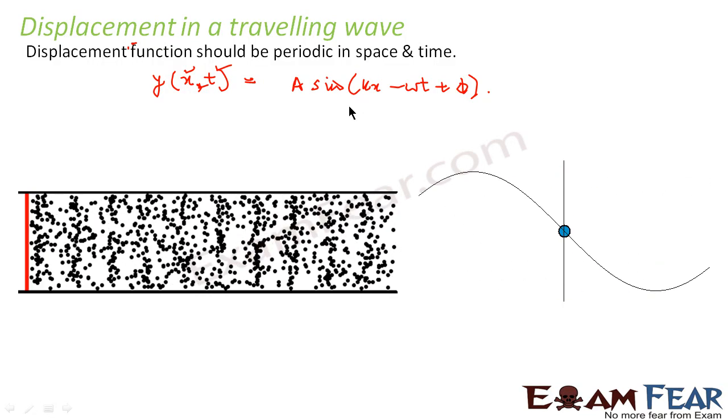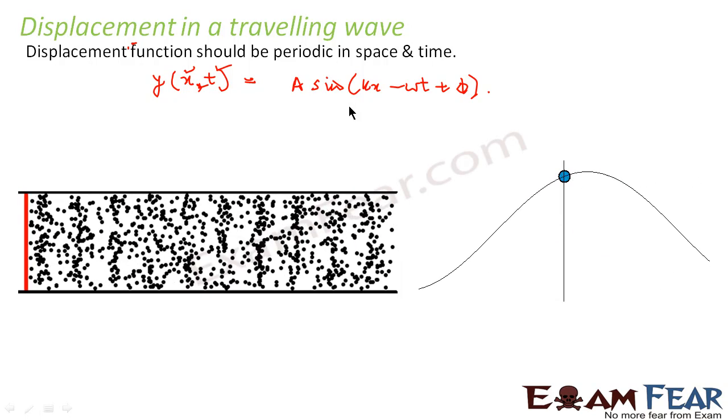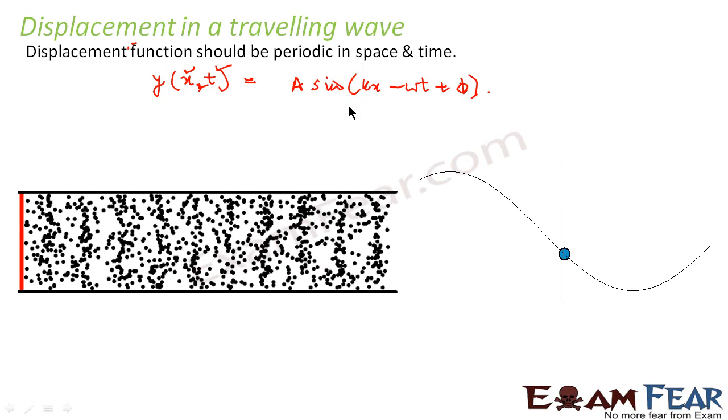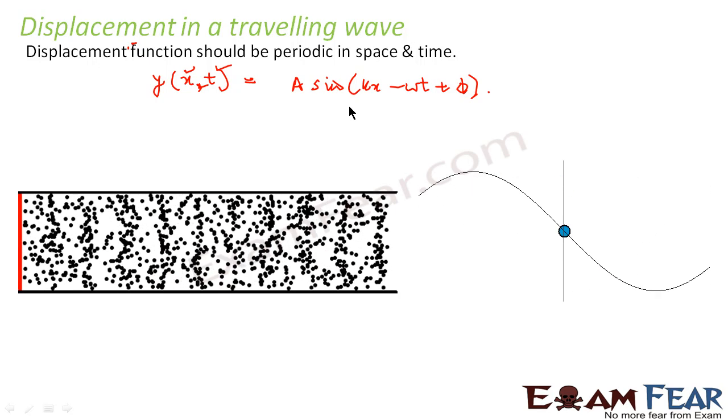Because even in a longitudinal wave, what happens is the particle oscillates, right? The only difference is that here in this case, the particle oscillates parallel to the direction of the wave. So that is the only difference. Otherwise, here also the particle oscillates and we represent it in the form of an equation a sin(kx minus omega t plus phi).